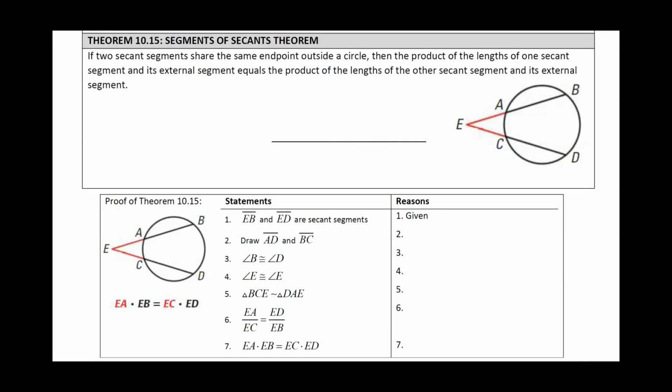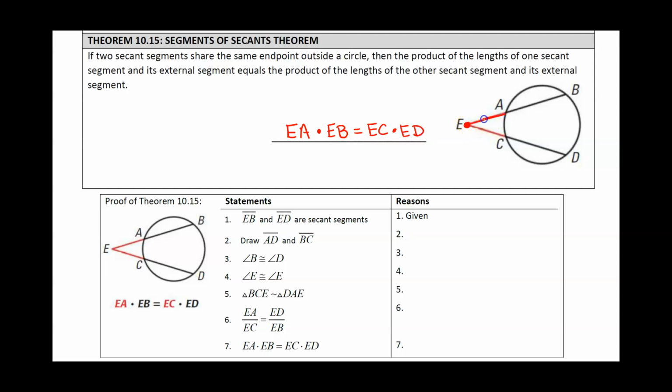Notice now the secants have outside parts, and you can see that here in red. It states if two secant segments share the same endpoint outside the circle, this is E, then the product of the lengths of one secant segment and its external segment equals the product of the lengths of the same thing. Now, this is what this is saying. This one is saying EA times EB equals EC times ED.